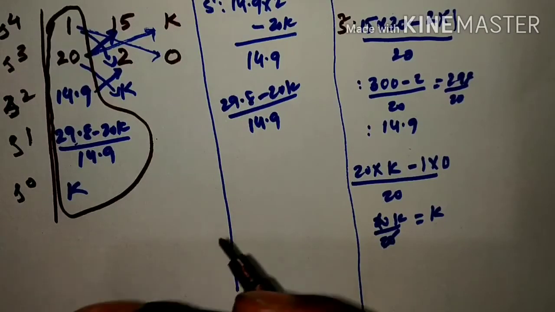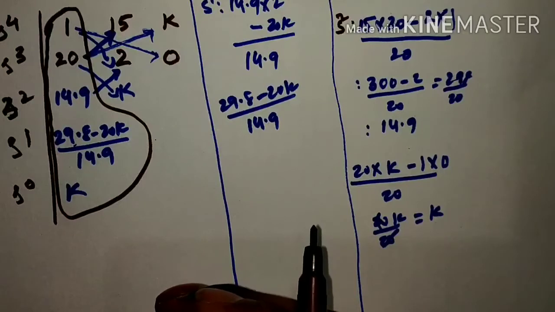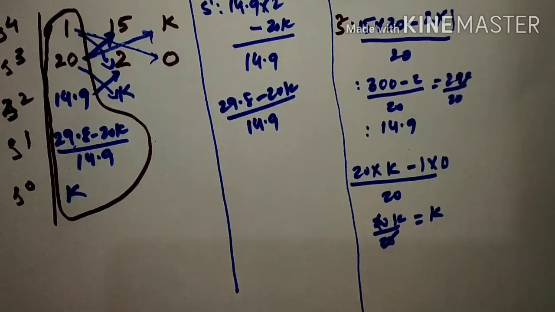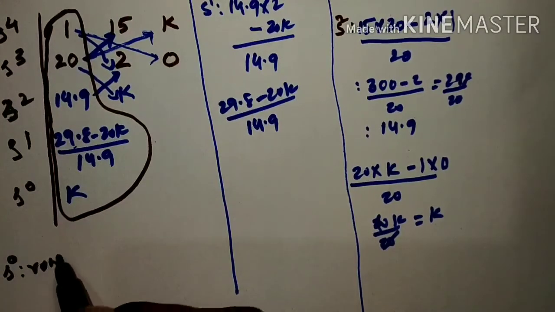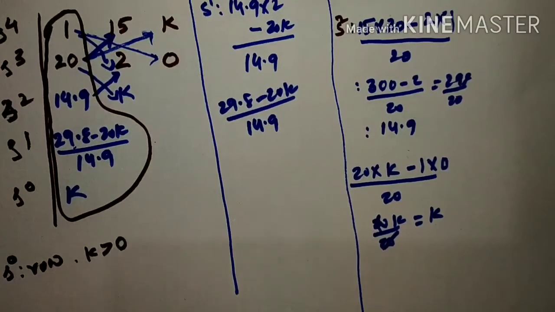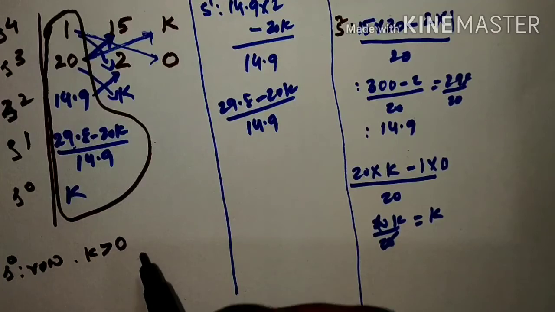So what should be the k value? That's what the question asks: determine the range of k for the system to be stable. So for a system to be stable, what would be the k value? I'm going to take from the s power 0 row: k greater than 0 for a stable system.